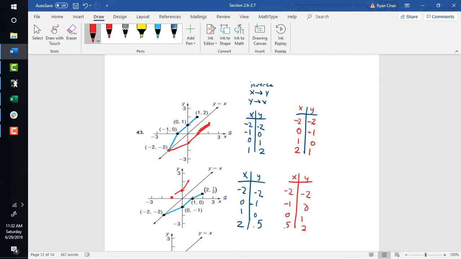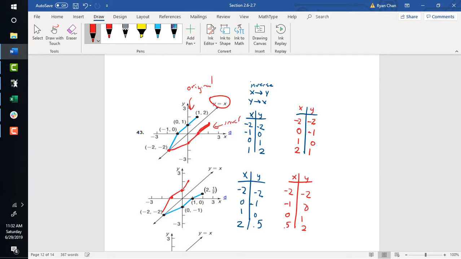Now, here's something to take note of. What do you notice here? With both of these problems, the picture I drew in red is essentially a mirror image of the blue. They have the very same shape. It's just that they're opposite of each other. And they actually reflect over y equals x. So the idea is, this is your original, and this is your inverse.